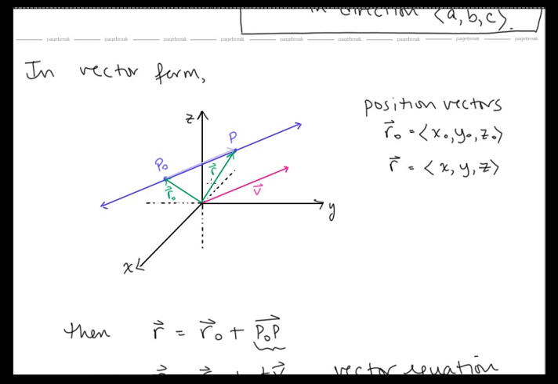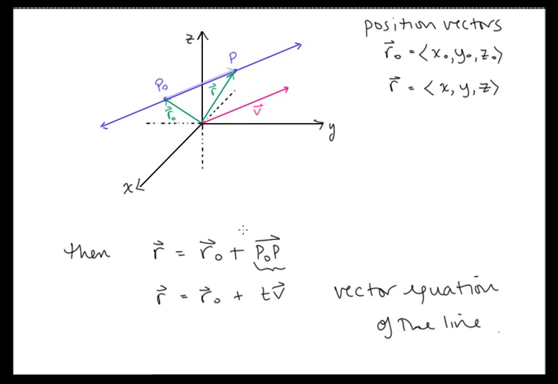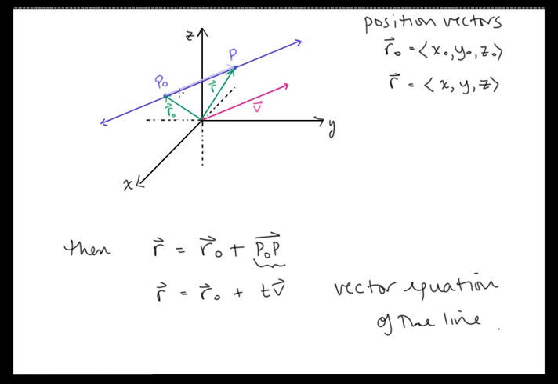Then looking at the vector triangle we have here, we can see that R is equal to R0 plus P0P. And we know, again, that P0P is a scalar multiple of vector V. So P0P can be replaced by tV, a scalar multiple of vector V. And so now we have this vector equation of the same line. R is equal to R0 plus tV.